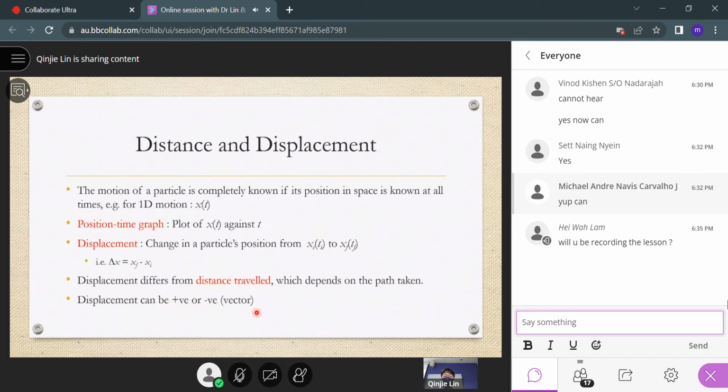Displacement can be positive or negative because it is a vector. So you can be moving there or you can be moving there. So there are directions to it.